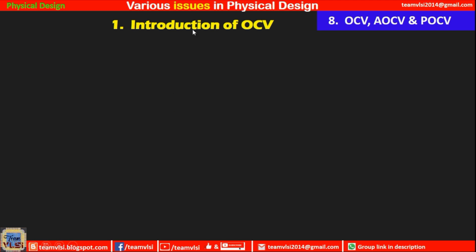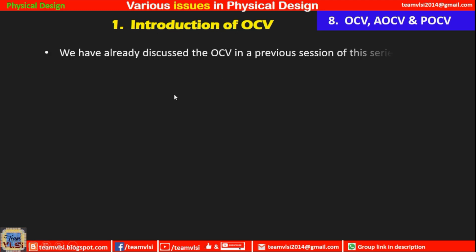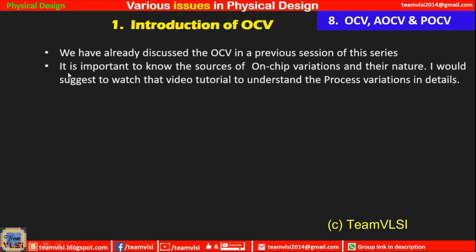So let's start the first section, that is introduction of OCV. We have already discussed OCV in the previous session of this series. I will provide the link of that session in the description. That session is very important before understanding this session. In that session we discussed the sources of on-chip variation and their nature. It is important to know them, so I would suggest watching that video tutorial to understand the process variation in detail.